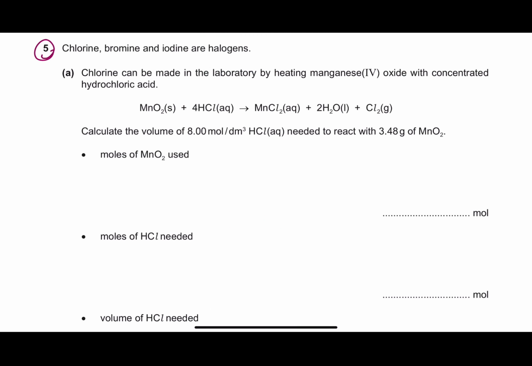Question 5. Chlorine, bromine and iodine are halogens. Halogens are the name that they give for group 17. Question A. Chlorine can be made in the laboratory by heating manganese oxide with concentrated hydrochloric acid. Calculate the volume of 8 mol dm⁻³ HCl needed to react with 3.48 gram of manganese oxide.